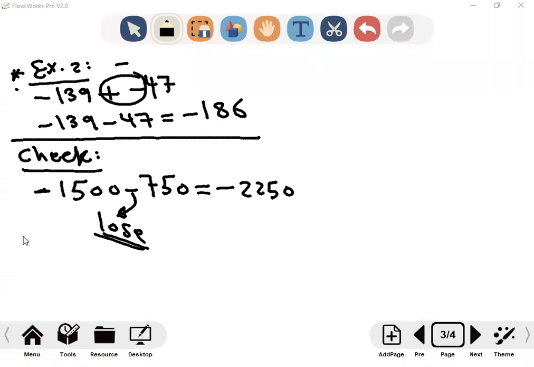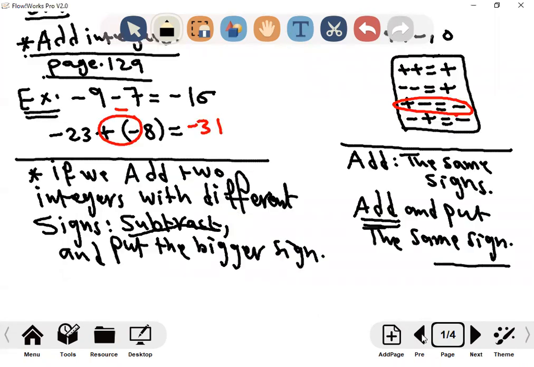what will we change it to? Plus. Don't forget that. Then we apply our formulas. Don't forget, guys, our formulas. If we have the same signs, add and put the same sign. If we have different signs, subtract and put the sign of the bigger number. Don't forget that.